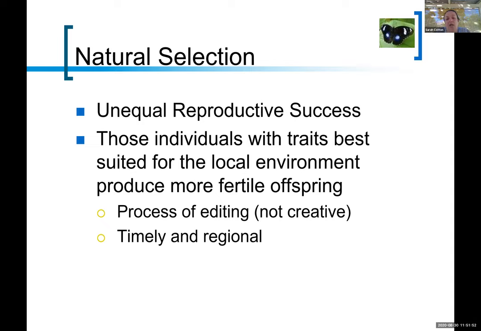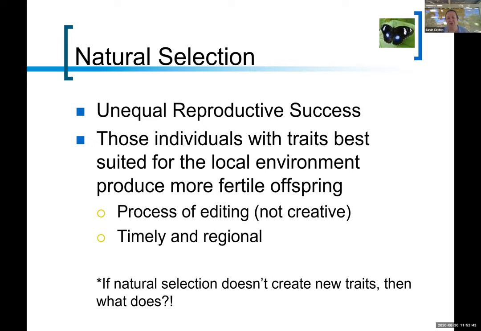Another really important thing to realize about natural selection is that it's timely and it's regional. One of the areas where people get the wrong idea about natural selection is they think that there's some best, and that everything is evolving towards the best version of that. Well, what is best totally depends on a variety of things. What is best now might not be the best in the future and might not be the best in the past. What is best in one location might not be best in another location. We're going to talk about examples of all of these things. If you're like, I don't know what you're talking about, don't worry. We'll get to examples of all of those.